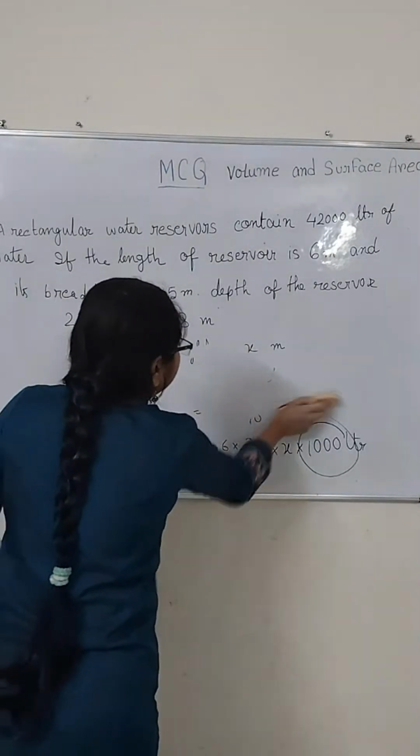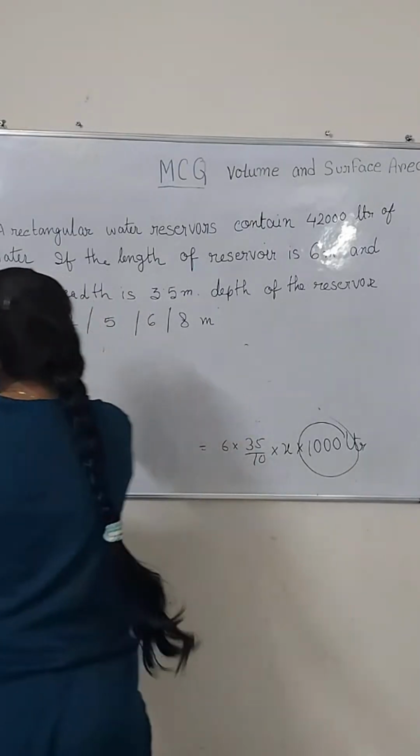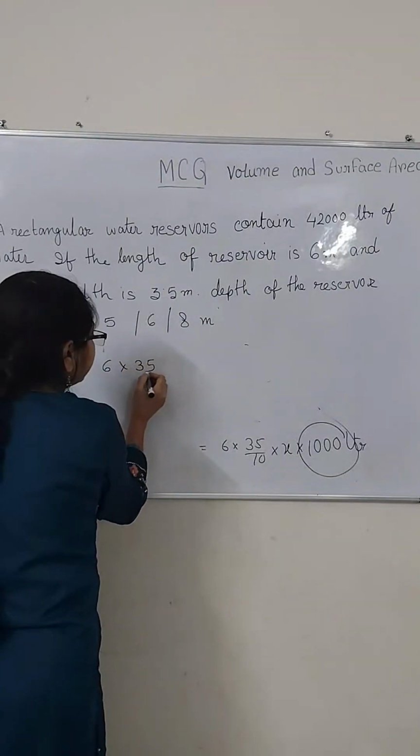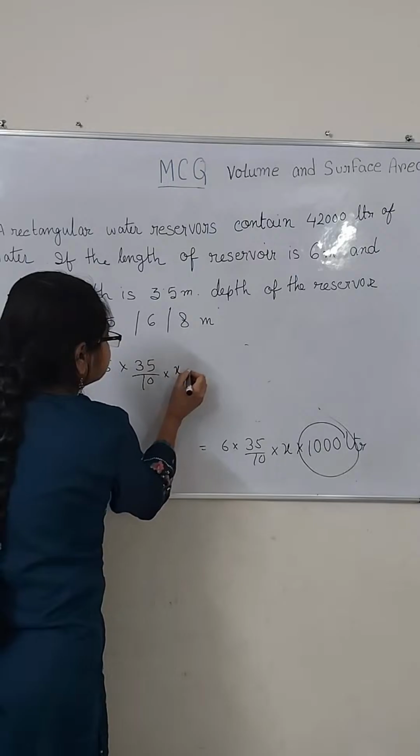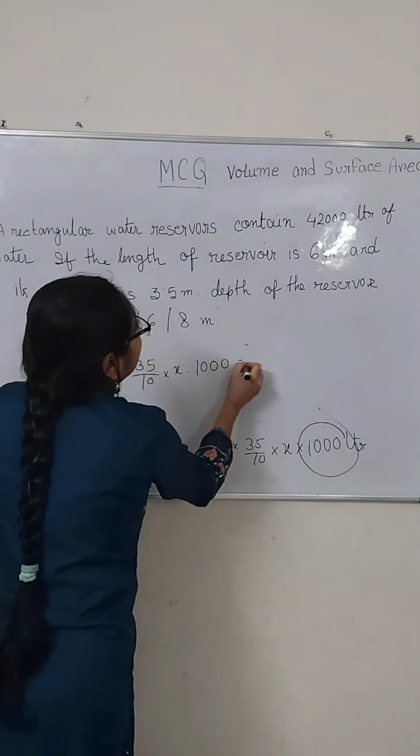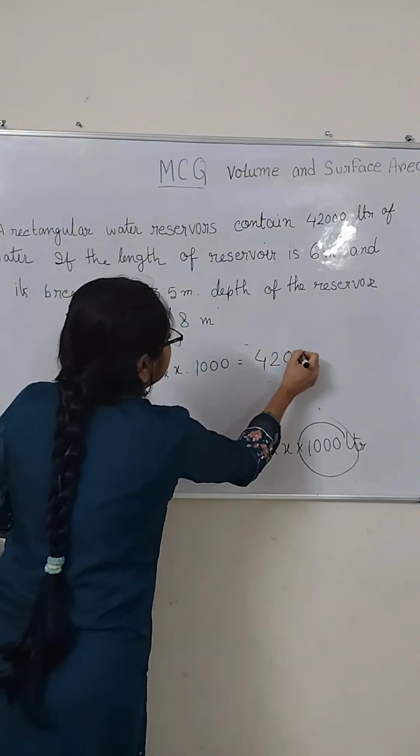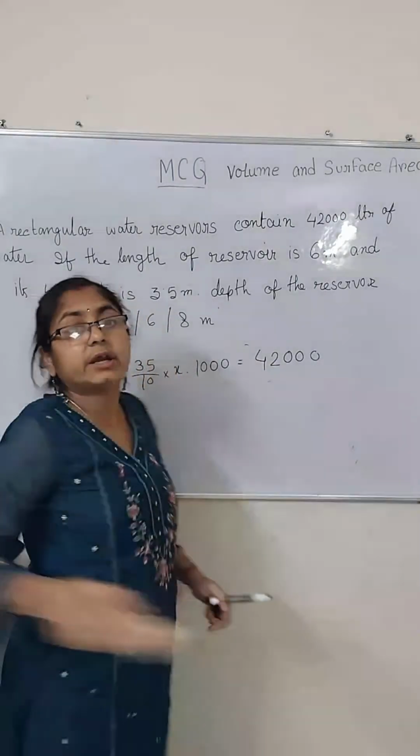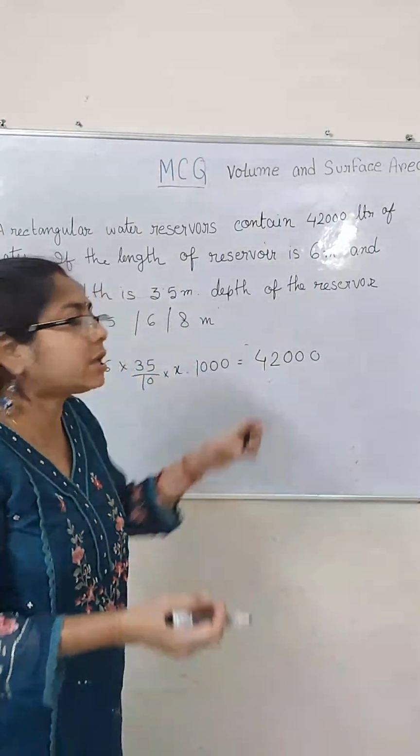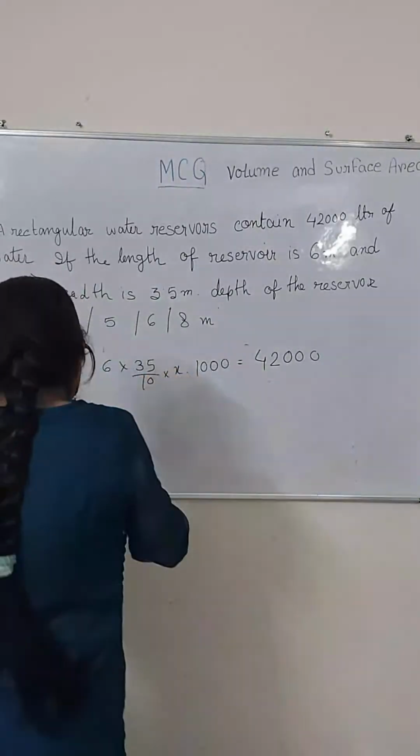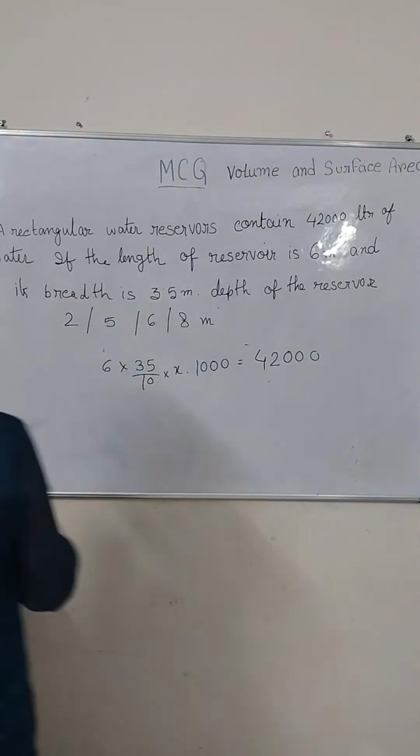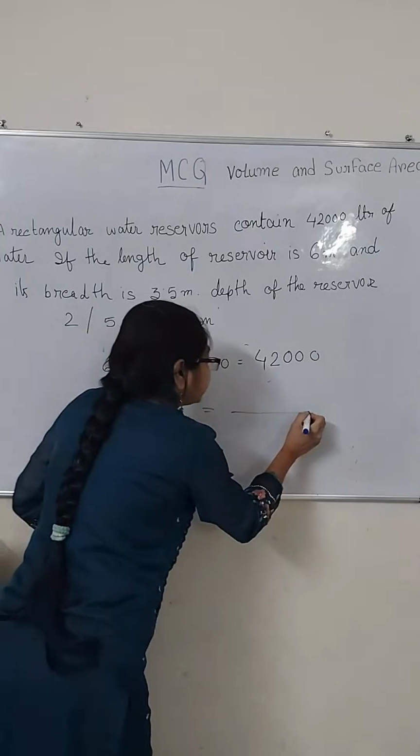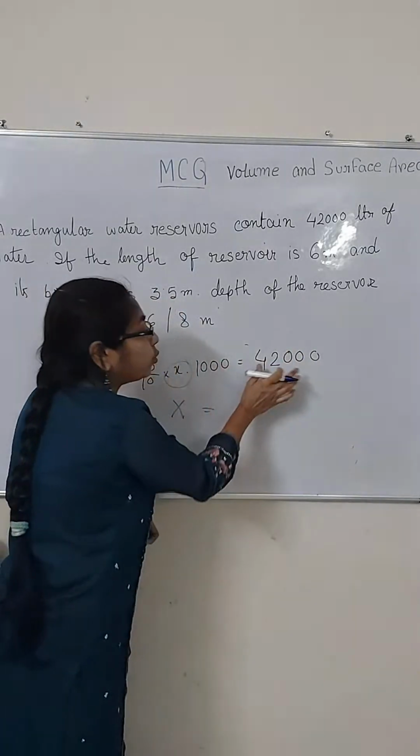नाउ आई सॉल्व इट. अभी मैं सॉल्व करूंगी. 6 into 35 by 10 into x into 1000 equal to 42000. When you solve, you have to find out x. So how can you write? You put the x on one side and everything is shifted. First, how can I write what you have?